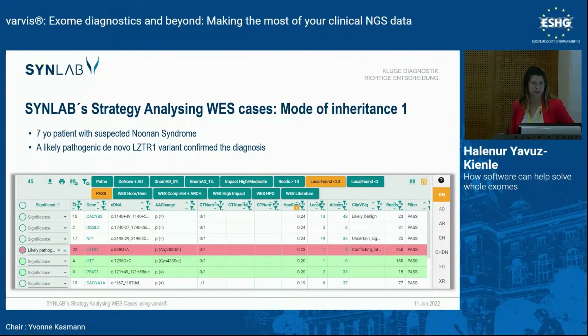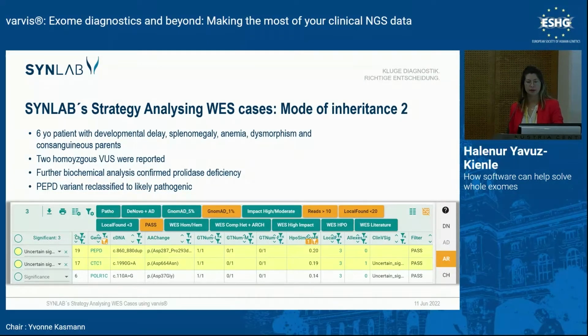an LZTR1 variant, a missense. If you know this disorder or syndrome well, you know that gain of function variants are described for Noonan syndrome. And so once we saw also that the variant was only present in the index, so mother and father didn't have the variant, we were reporting for the patient a likely pathogenic de novo variant, confirming the diagnosis of LZTR1 related Noonan syndrome.